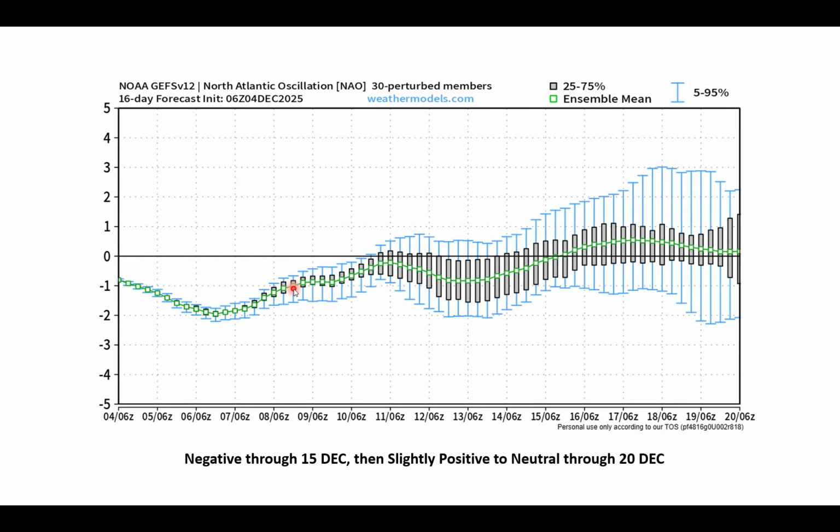The NOAA GEFS v12 is showing a negative NAO through 15 December. It does briefly try to touch neutral here on the 11th, but in general it's negative through the 15th of December before recovering to be slightly positive the 16th, 17th, and 18th, and it kind of goes back towards neutral around the 20th of December.